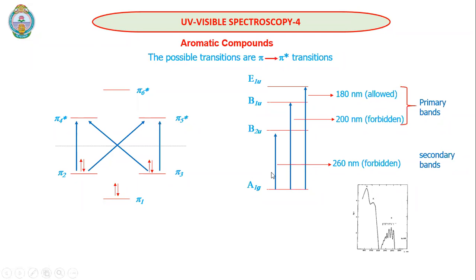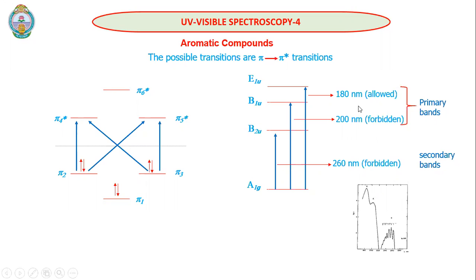But in benzene, in fact, there are 3 electronic transitions possible. The more electron density on benzene disturbs its symmetry, so that instead of one electronic transition, now there are 3 electronic transitions in benzene. These 3 are given here. Among these 3, the 180 nanometer and 200 nanometer bands are called primary bands. The 260 nanometer band is called the secondary band.